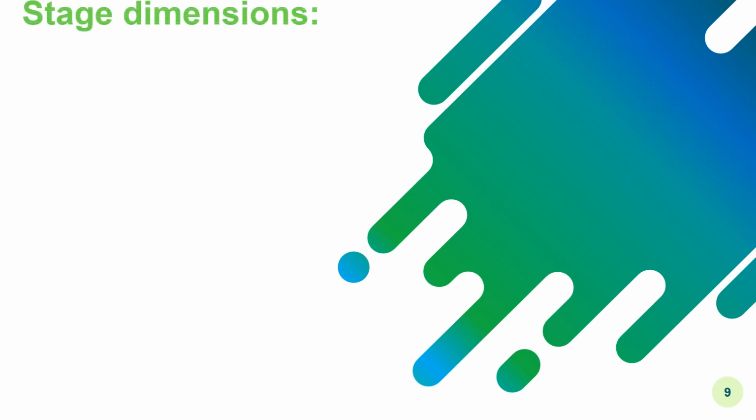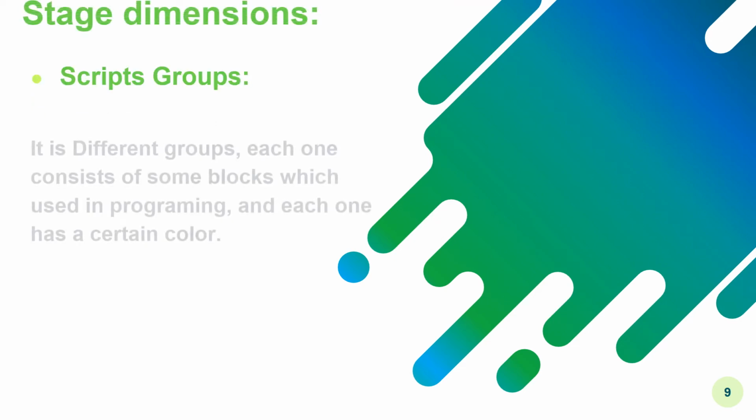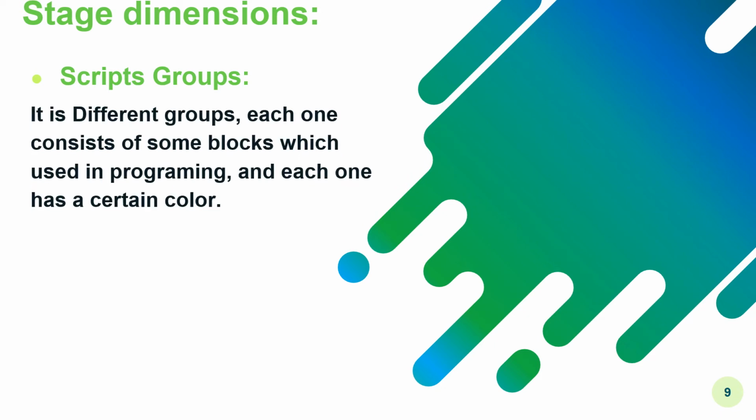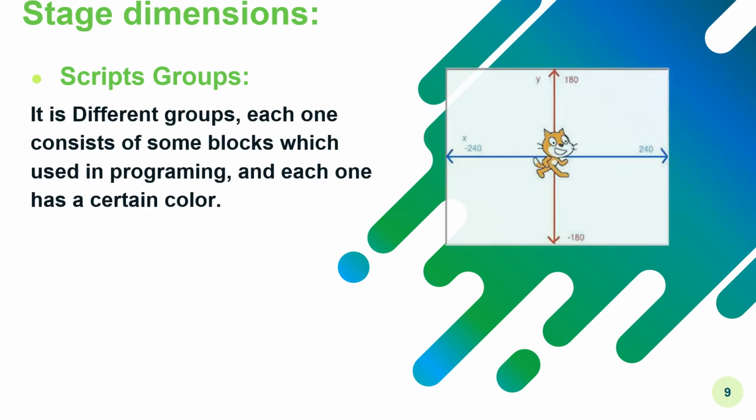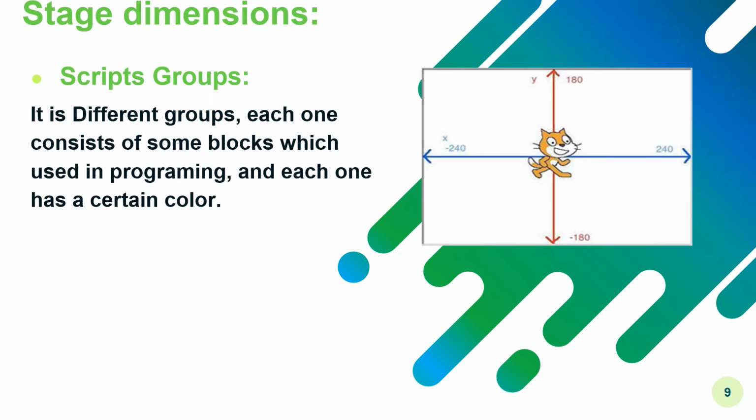Now it's time for the stage dimensions. There are different groups. Each one consists of some blocks which are used in programming, and each one has a certain color. As you can see here, the dimensions are the X and the Y. These are the scripts groups.